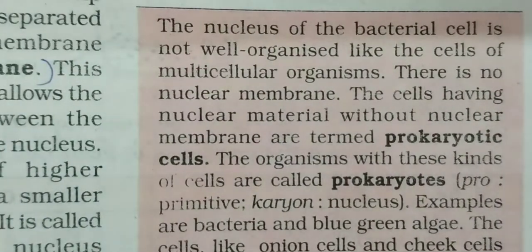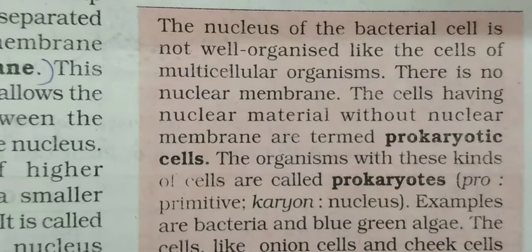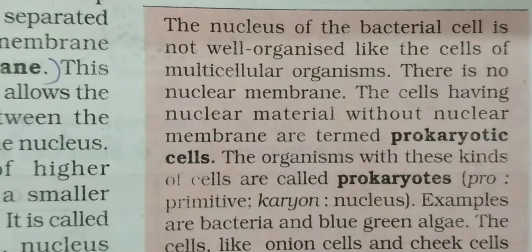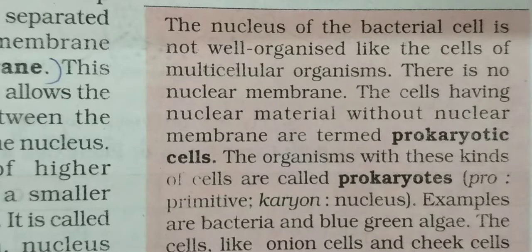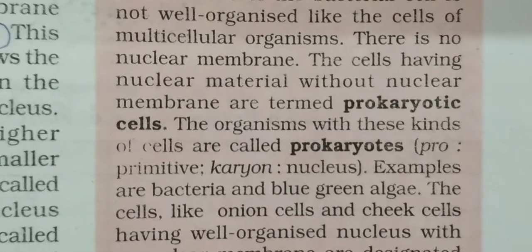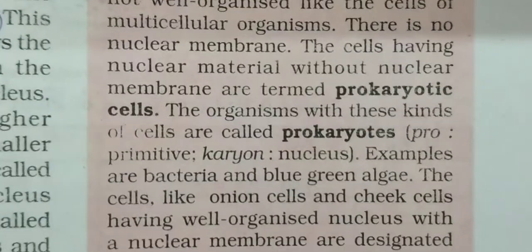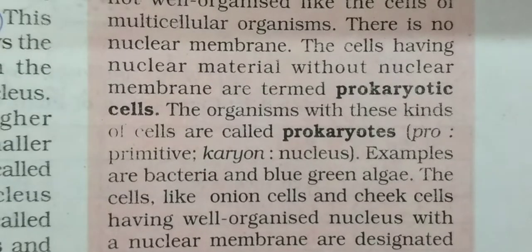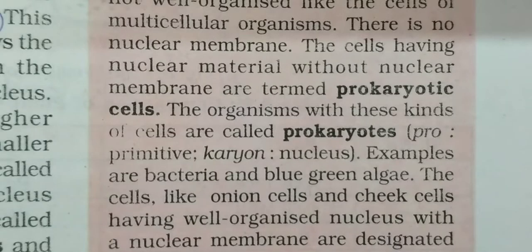Now it's time to know something more about it, and here in the orange box of your textbook is given, which you should read. The nucleus of the bacterial cell is not well organized like the cells of multicellular organisms. That is, microorganisms' nucleus are not well organized. There is no nuclear membrane. The cells having nuclear material without nuclear membrane are termed prokaryotic cells. And the organisms with these kinds of cell are called prokaryotes.